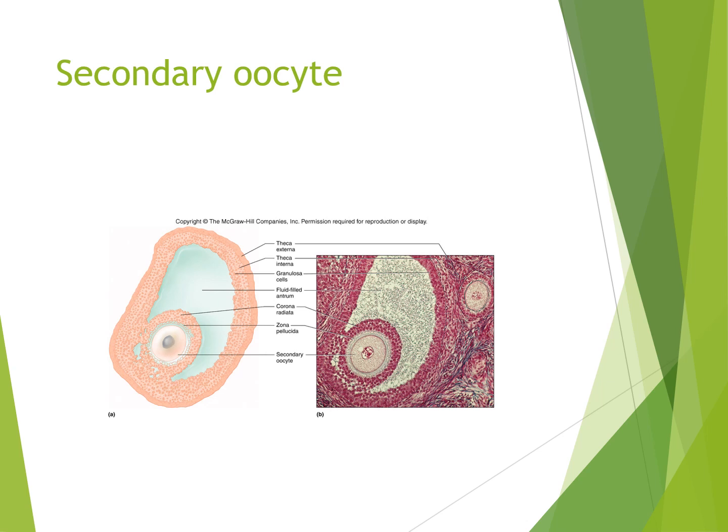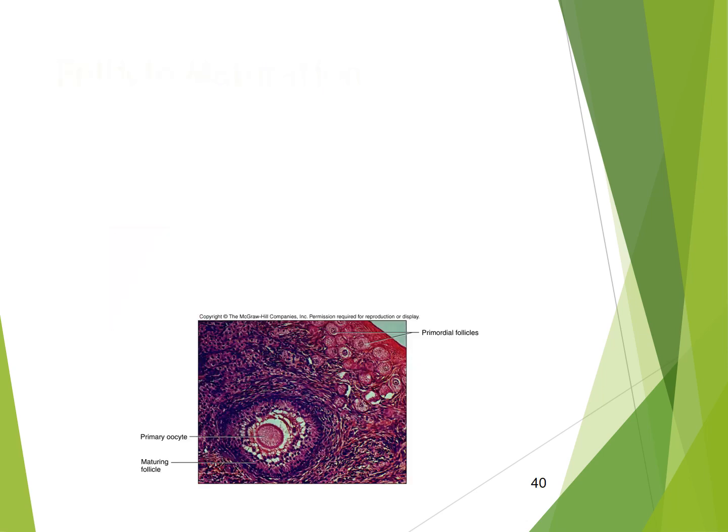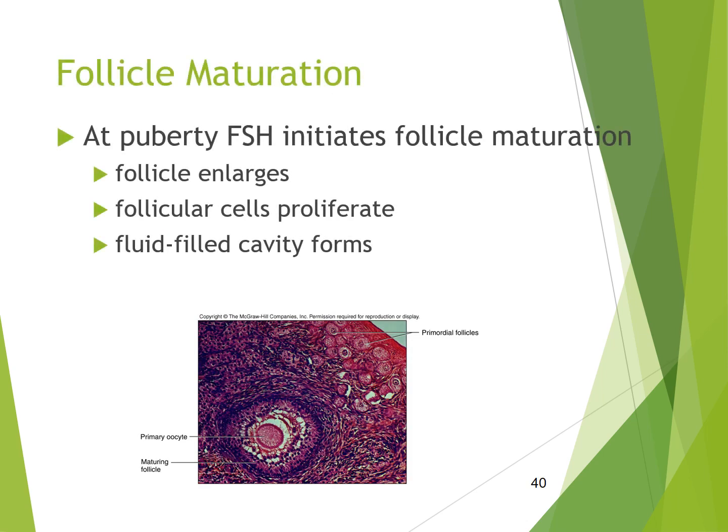This slide shows the secondary oocyte. The structures that are surrounding it are referred to as the follicle. These act as the support structures. Each month, some of the arrested oocytes and follicles start to mature, and then one follicle and oocyte becomes the dominant follicle. At puberty, follicle-stimulating hormone initiates follicle maturation.